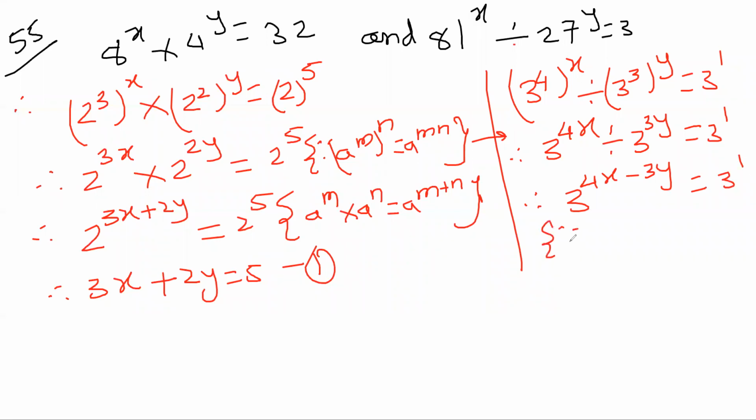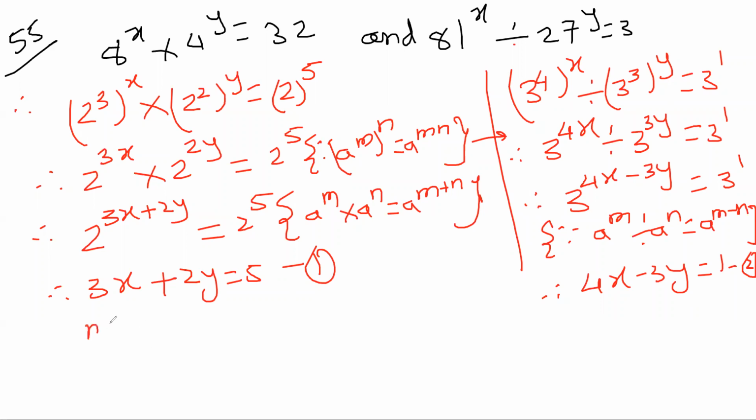Since a raised to m divided by a raised to n is equal to a raised to m minus n, what do you get? So you get 4x minus 3y is equal to 1. This is equation 2. Now you have to solve them, equating the coefficients, if you remember.